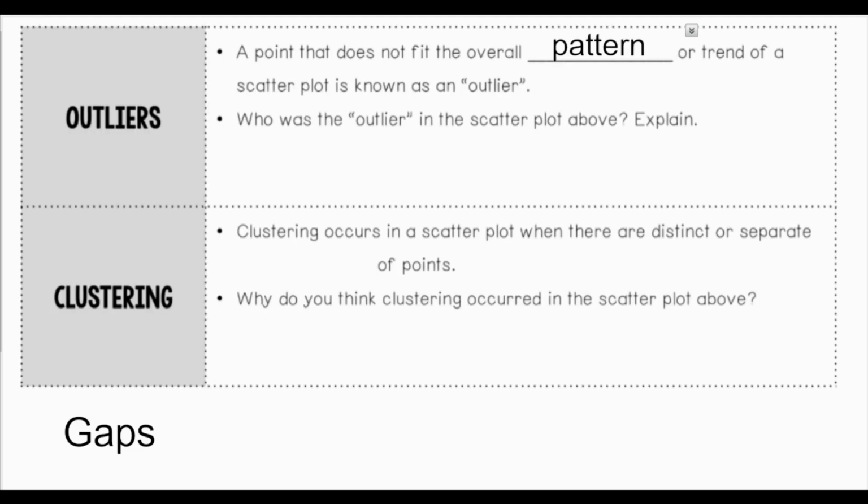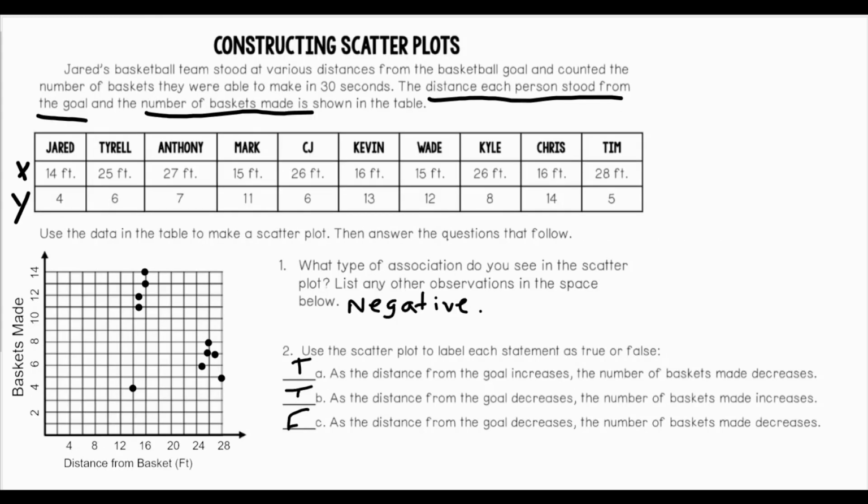Then looking at clustering, clustering occurs in a scatterplot when there are distinct or separate groups of points. So remember, we said that these two groups were clusters. People who shot from about 12 to 16 feet should make about 11 to 14 baskets, and people who shot from about 24 to 28 feet should make about 5 to 8 baskets.